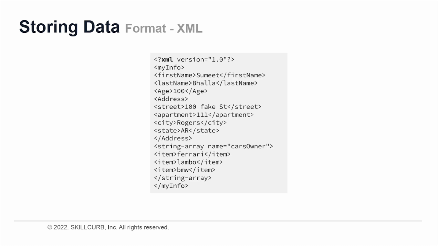Finally, we have XML. XML stands for Extensible Markup Language and is, like the name suggests, a markup language unlike JSON or YAML. It can also be used for storing data or configurations in a structured format. XML uses a tag to define the structure just like HTML, as you can see here.